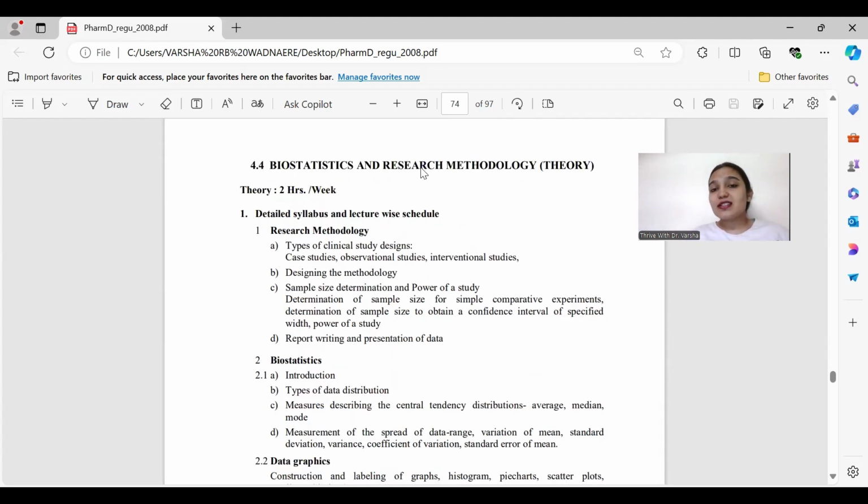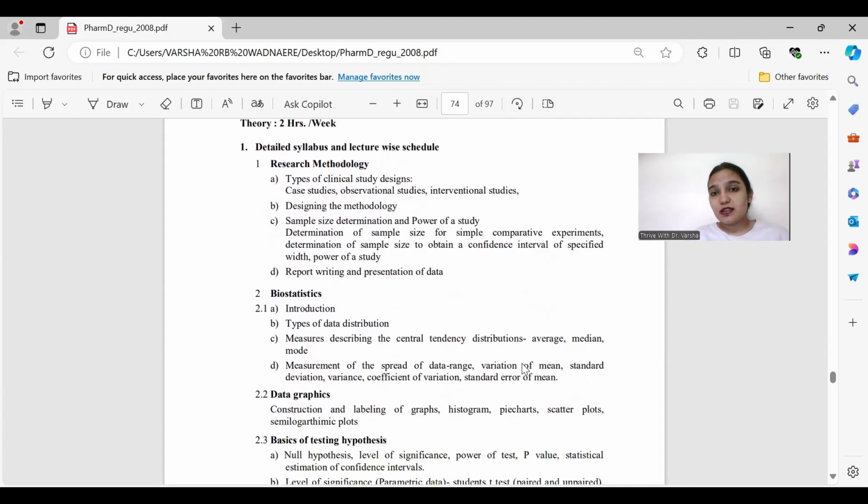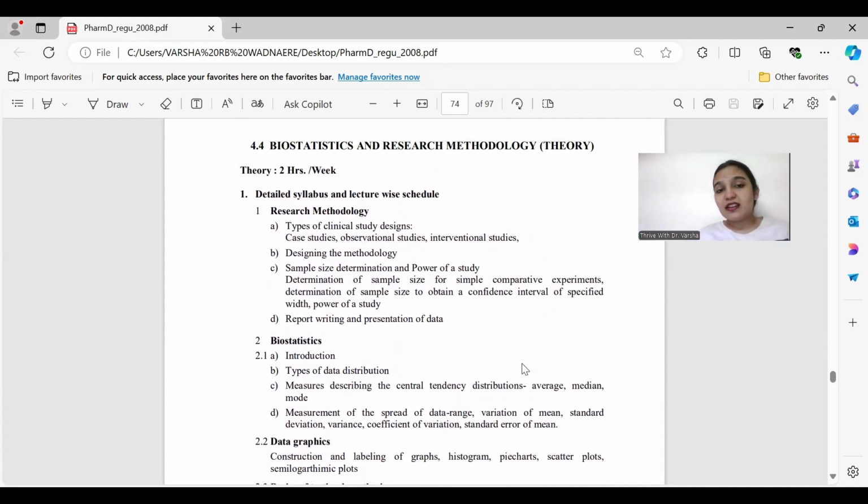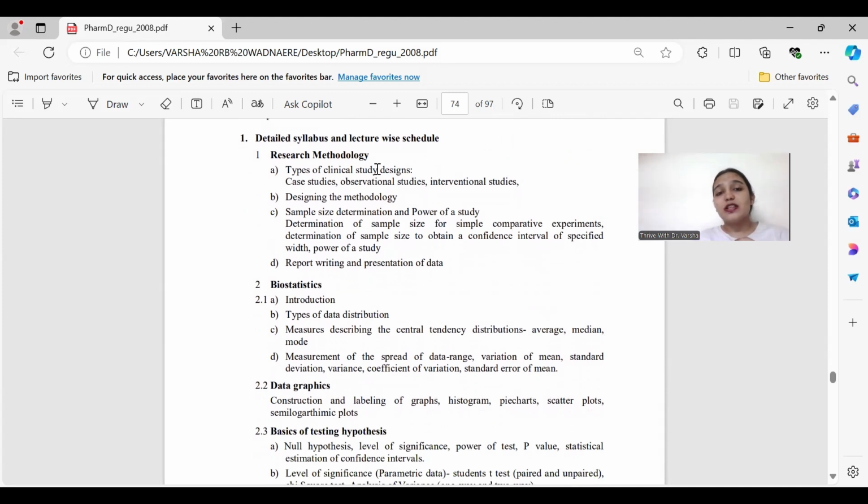From the topic biostatistics and research methodology. Now, why will we learn this subject? Looking at the syllabus, we will know why we are learning this subject. First is research methodology, types of clinical studies. We will learn clinical study designs, then case studies, observational studies, interventional studies, what types of studies are conducted. If you want to go into clinical research, medical writing, then you should know all this, what types of studies are done. Then designing the methodology, how you will design that program, that methodology for each and every research or study, you will be learning through this.